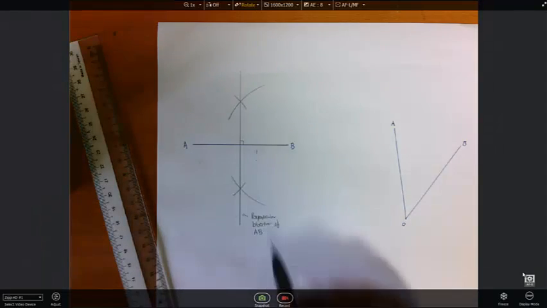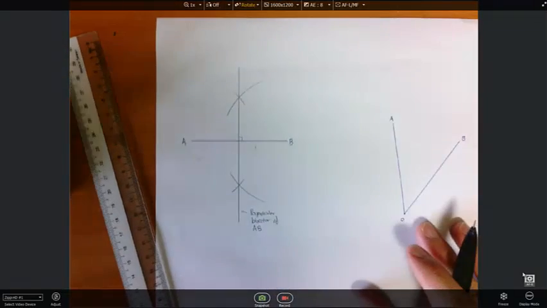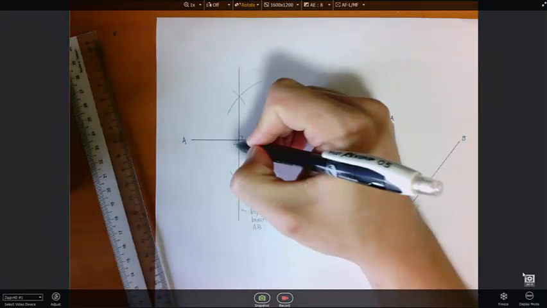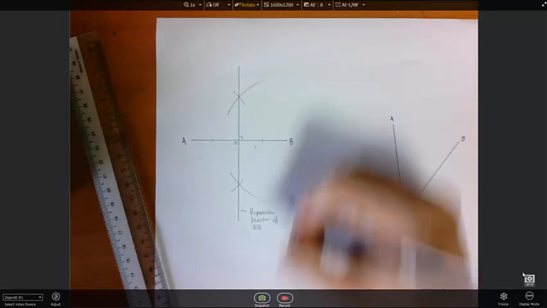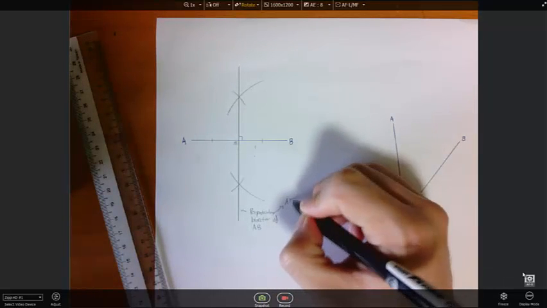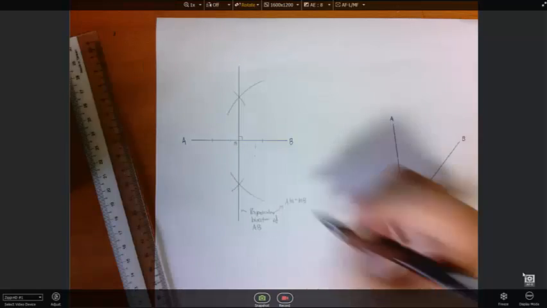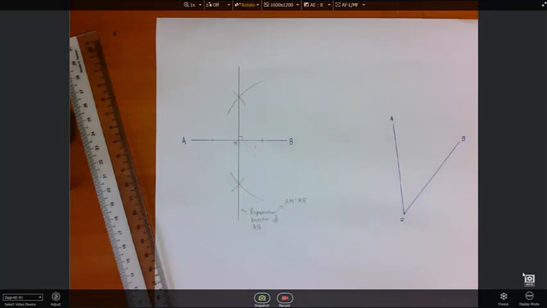Bisector. Bisector means to cut into two exactly. So if you see here, I call this point M. This point and this point are equal. The bisector will mean that AM is equal to MB. That's why it's known as a bisector.